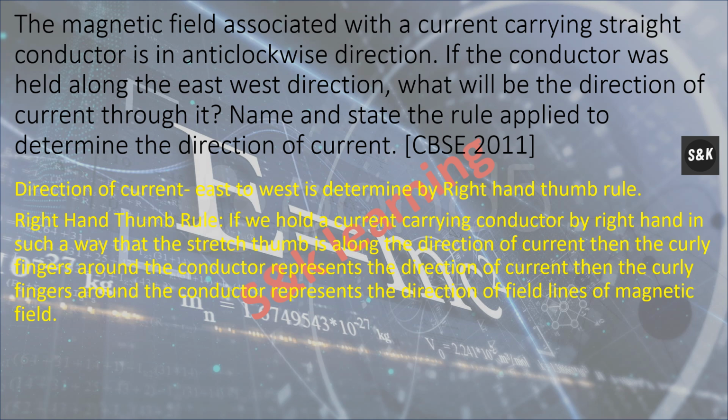Right-hand thumb rule: if we hold a current carrying conductor in the right hand in such a way that the stretched thumb is along the direction of current, then the curly fingers around the conductor represent the direction of field lines of the magnetic field.